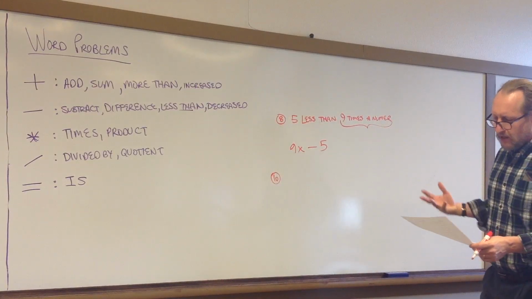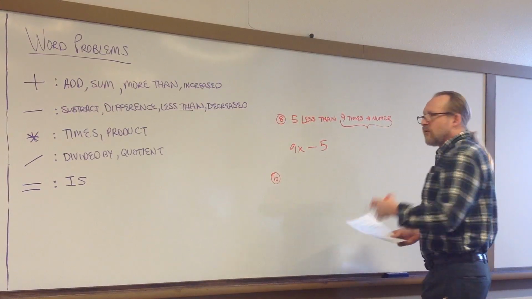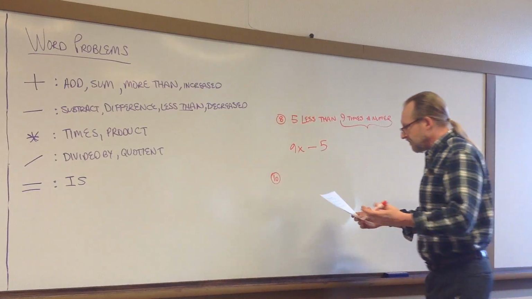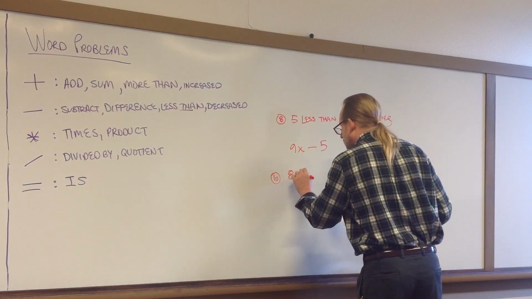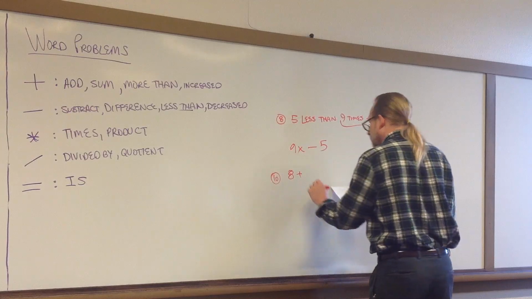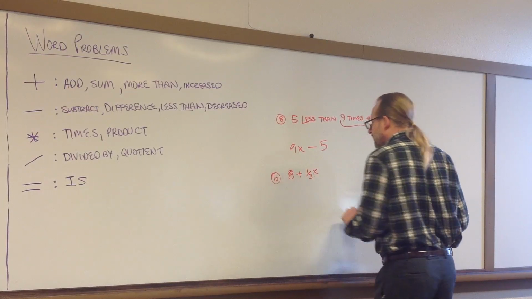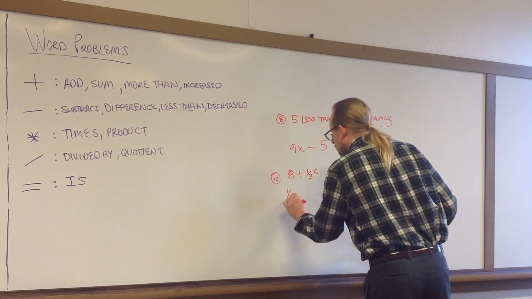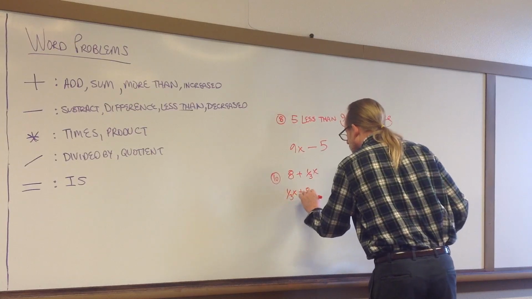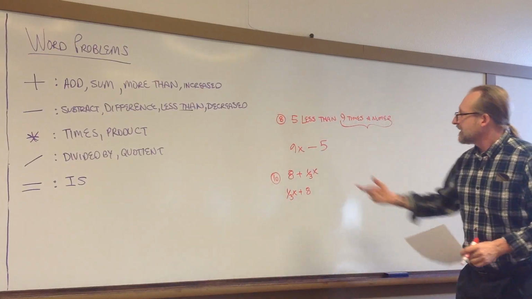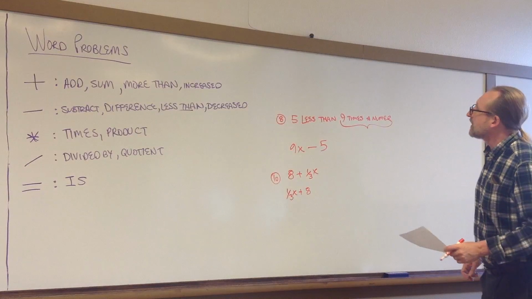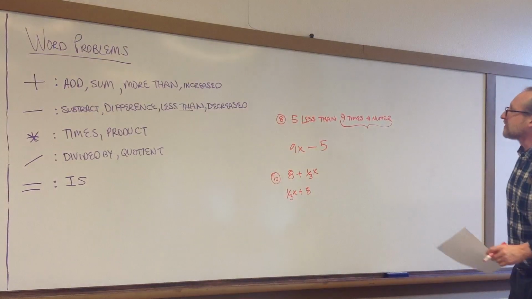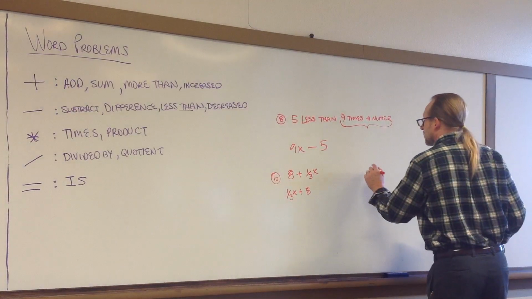8 more than 1/3 of a number. Now, with more than and addition, it doesn't matter. You can just translate this directly. 8 plus 1/3 times x. Or you can call it 1/3 times x plus 8. It doesn't matter because addition is commutative. Okay? In subtraction, it does make a difference, and it's important to get that correct.